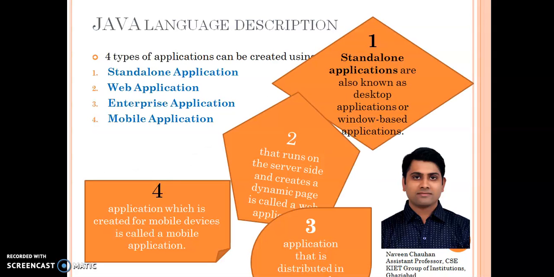With the help of the Java language, we can create 4 different kinds of application: standalone applications, web applications, which are our center point, enterprise applications and mobile applications. During these video lectures we'll mostly focus only on web applications. So let's start with the standalone application.